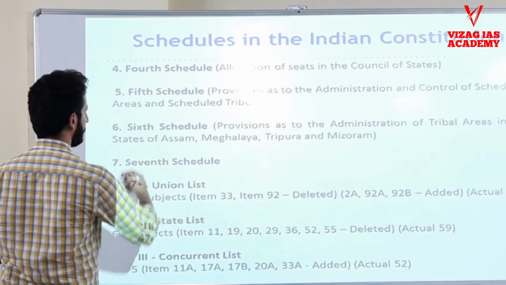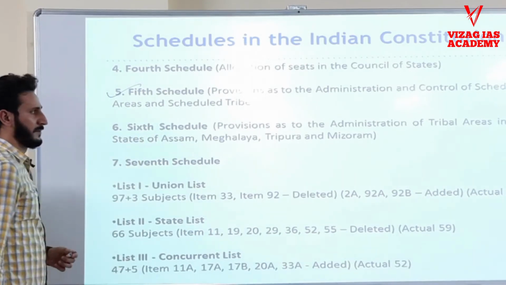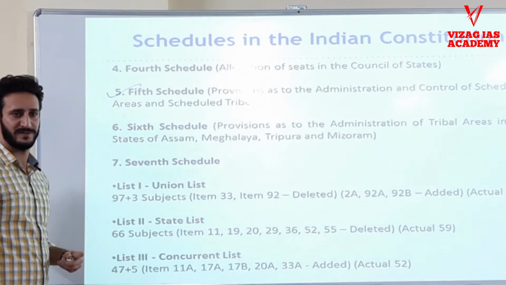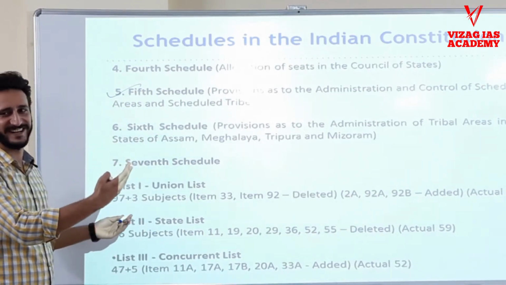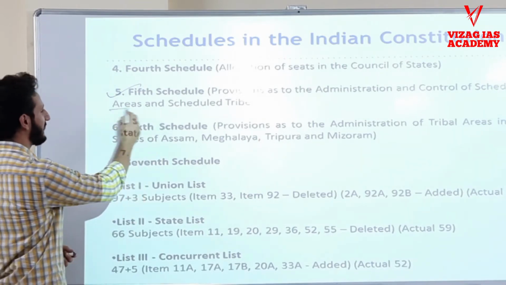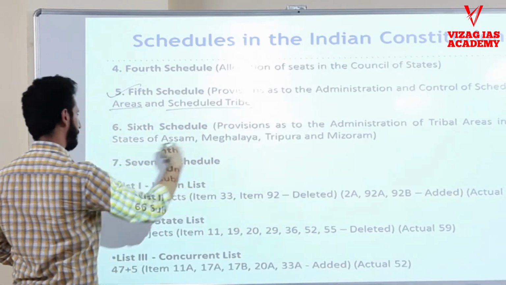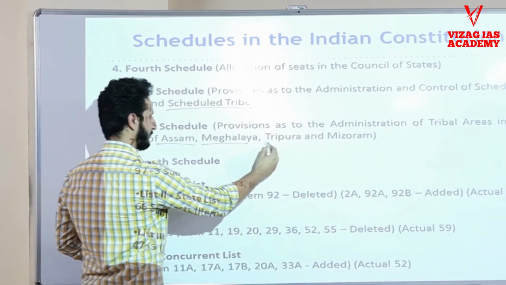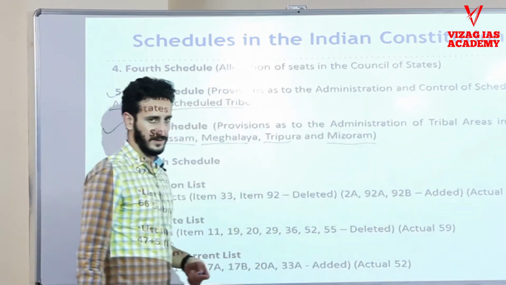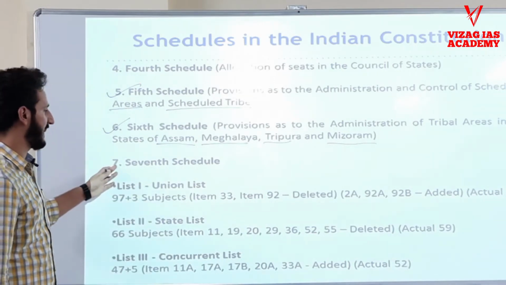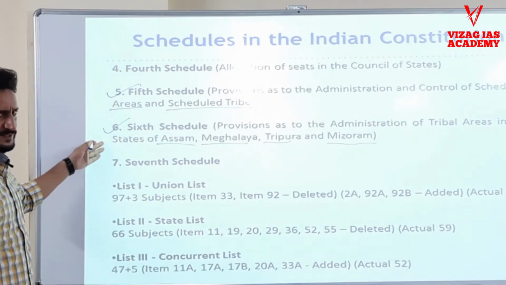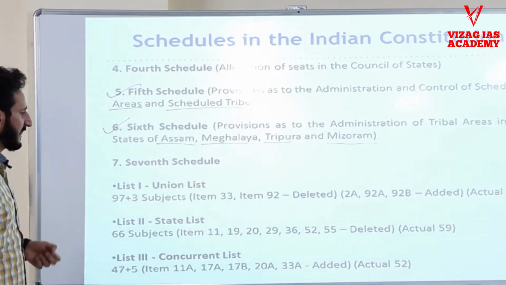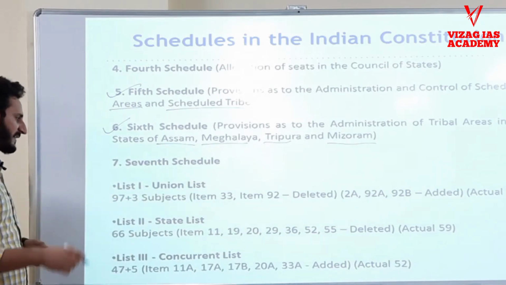Fifth schedule. What's the fifth schedule? You can read it, right? Scheduled areas and scheduled tribes, except the states of the sixth schedule, which are Assam, Meghalaya, Tripura and Mizoram. Next we have the seventh. This we are going to discuss in detail today, so we'll skip through it.